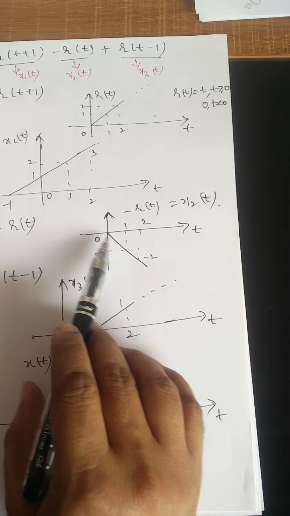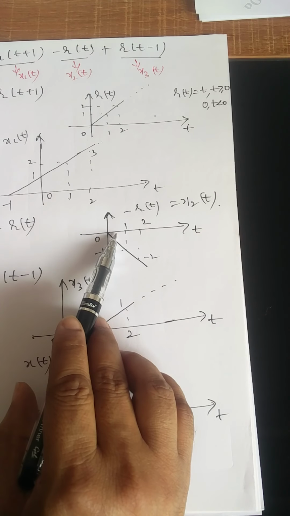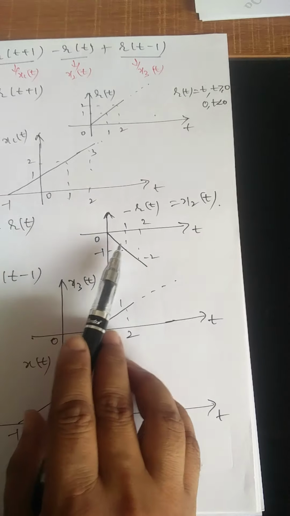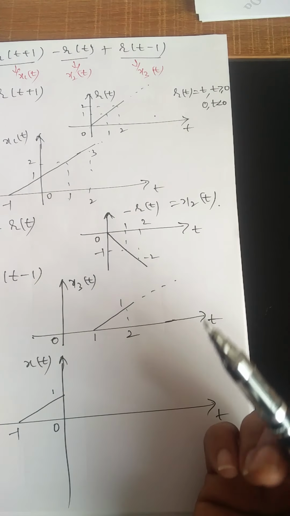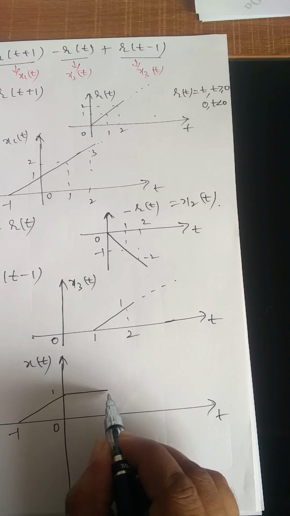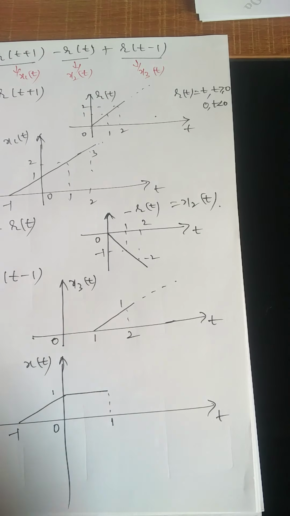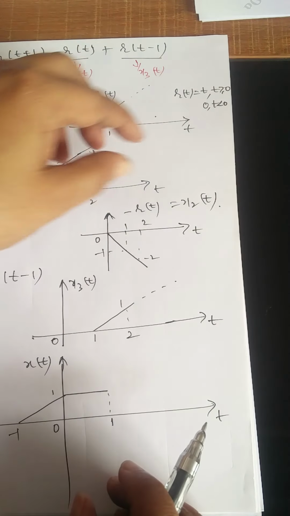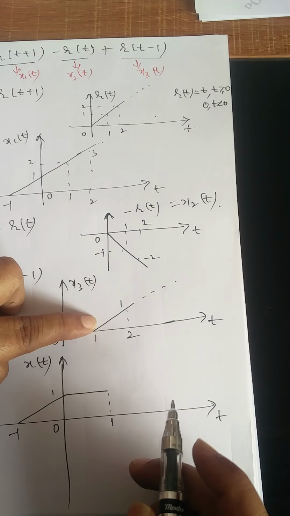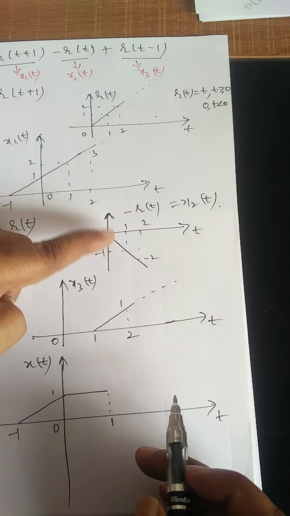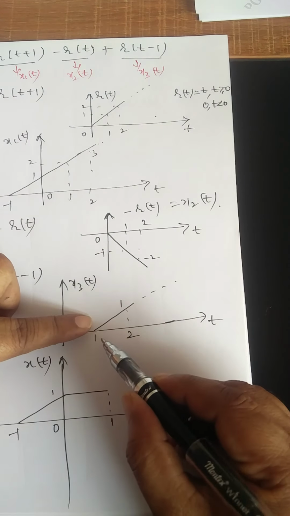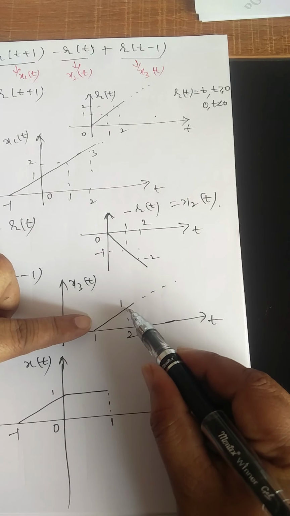Even at the midpoint, suppose t is equal to 0.5, its value is 1.5, this value is minus 0.5, and added up it becomes 1. That means it remains constant, its value is 1. When you add these two signals till infinity, the answer is 1. After 1, the addition of these two signal values is 1, and that is added with this signal. After 1, this is 0.1, 0.2, 0.3, and it reaches 1.